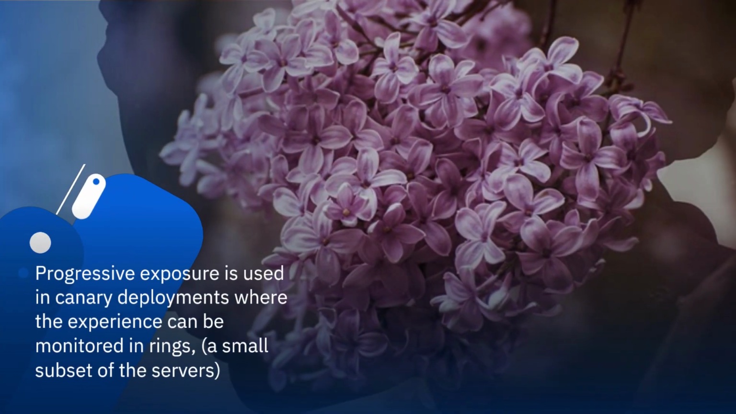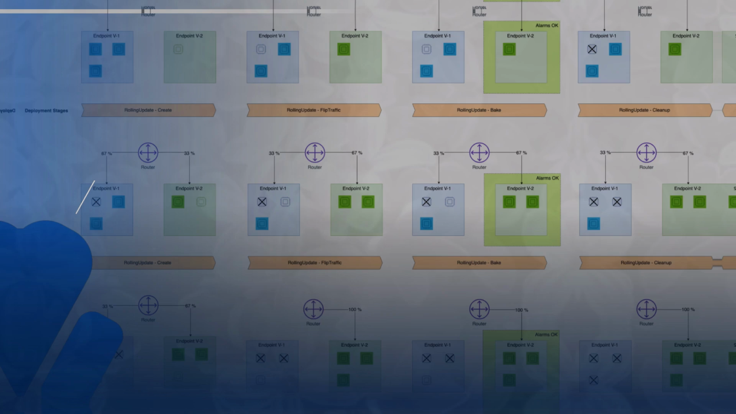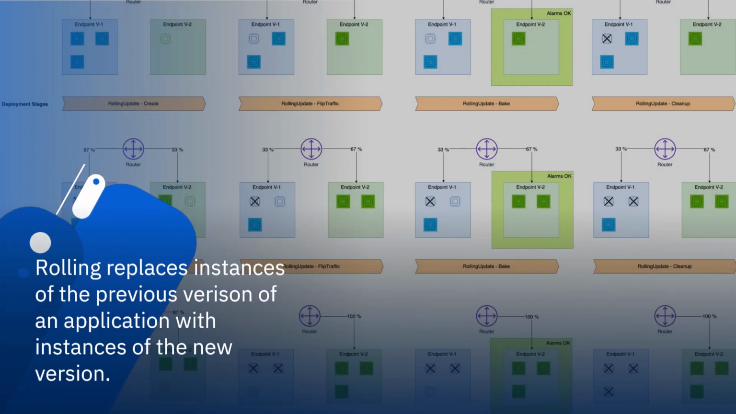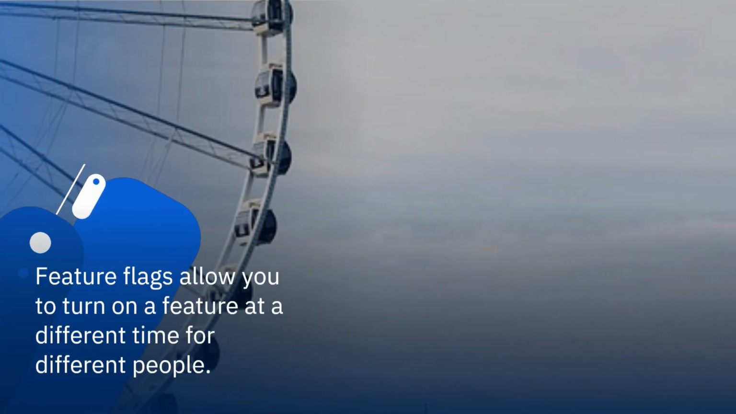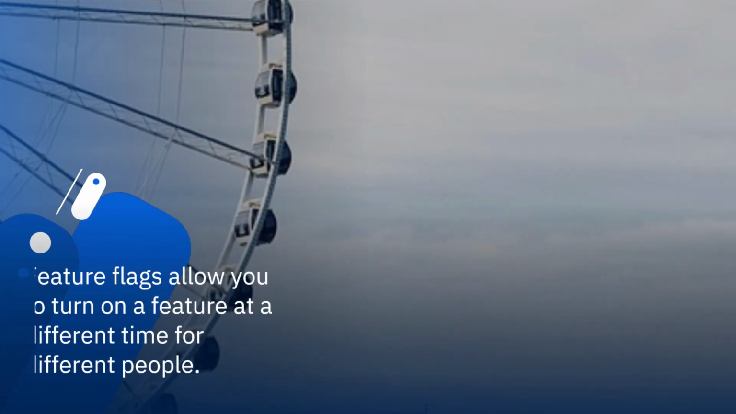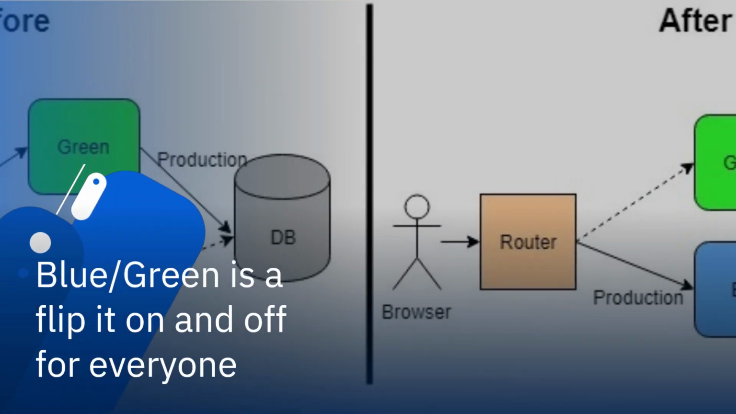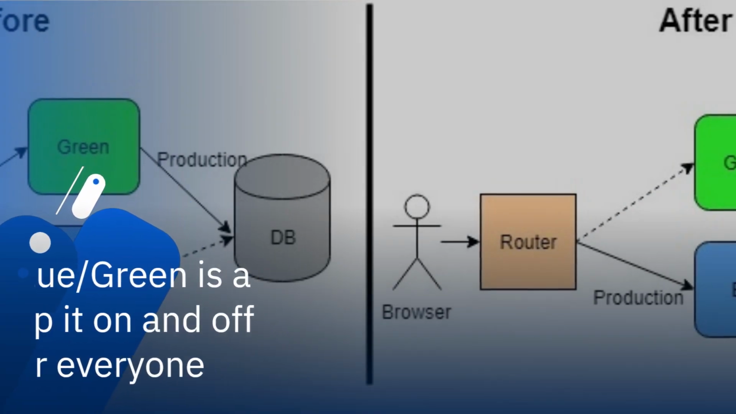Progressive exposure is used in canary deployments where the experience can be monitored in rings, a small subset of the servers. Rolling replaces instances of the previous version of an application with instances of the new version. Feature flags allow you to turn on a feature at a different time for different people. Blue, green is a flip it on and off for everyone.